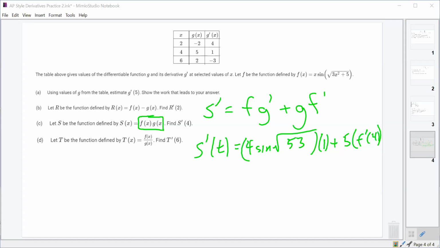Everybody good with that so far? Yep. All right, so I'm going to pull up the graphing calculator. Slowly reopening. It just crashed on me as I tried to share it.